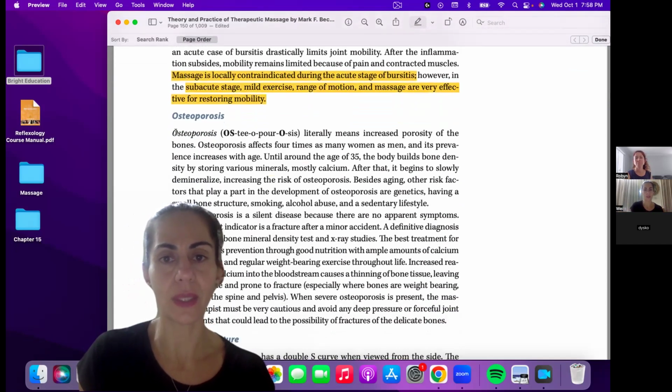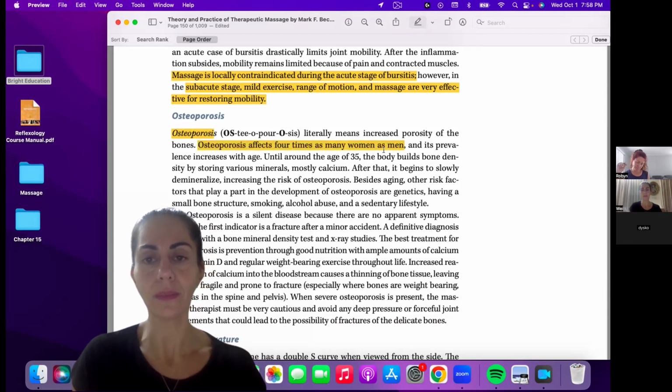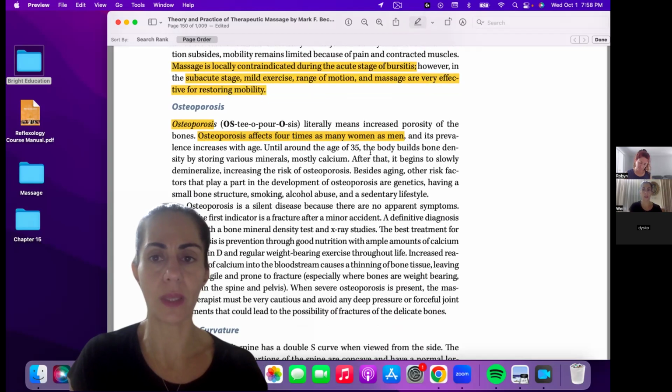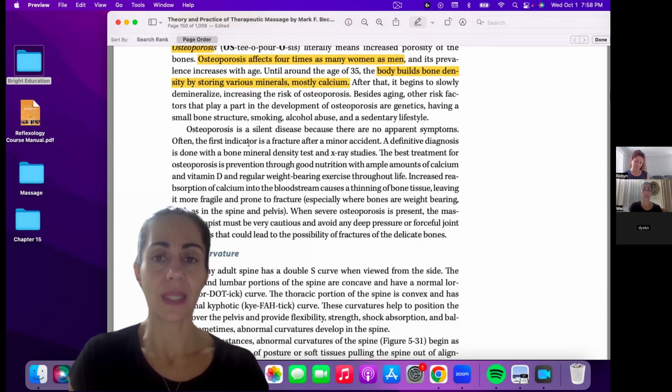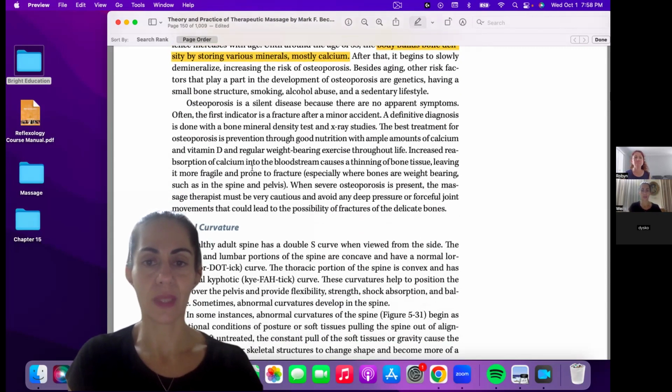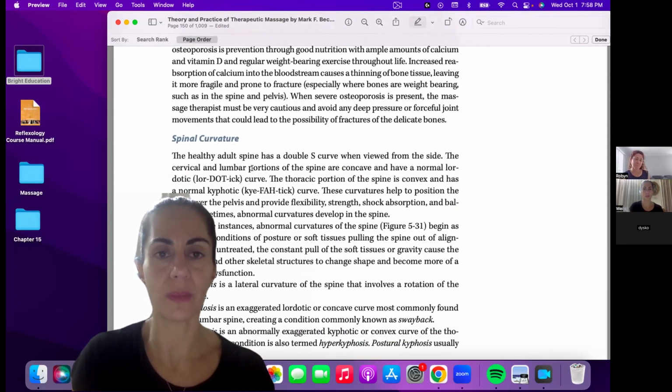Okay, osteoporosis. So, increased porosity of the bone. The bone becomes less dense, becomes lighter, and more porous, which affects more women than men, and also natural aging as well. Bodybuilders have dense bones. So if you were lifting when you were younger, you probably have stronger bones and minerals. Otherwise, they will fracture really easily as they get older.